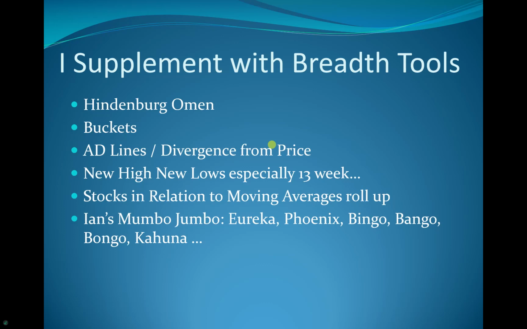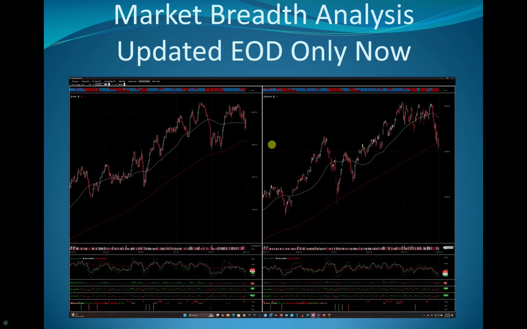And then Ian's mumbo jumbo. I've got Eureka, which is his version of a follow-through day with math. Phoenix, which is a follow-through day to the downside. Bingo, the baby out with the bathwater. Bango, people are buying everything. And then the Bongo and the Kahuna. The Bongo I talked about, which is the trending indicator, and the Kahuna is a momentum indicator. So there's a lot of things that I incorporate, and they're all going to sit in this chart right here.